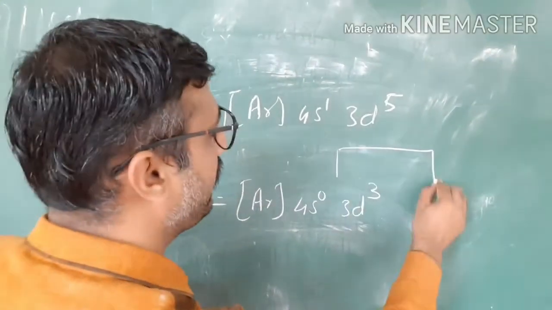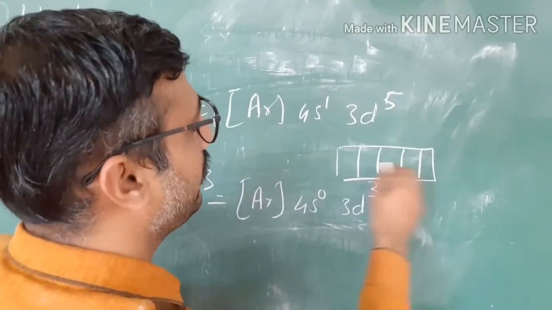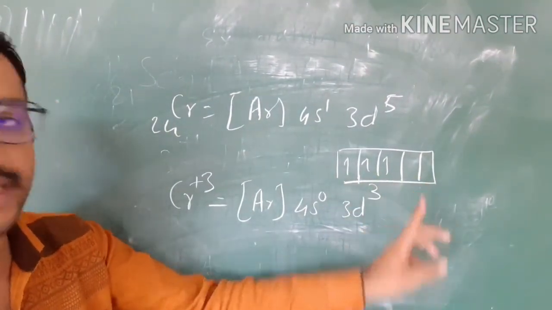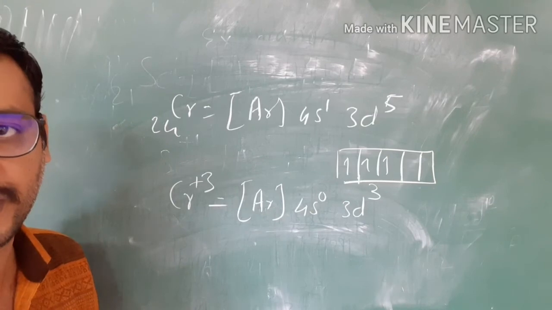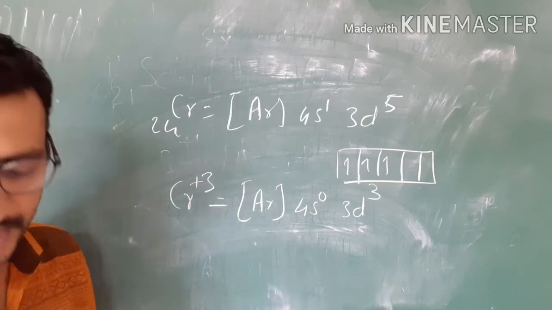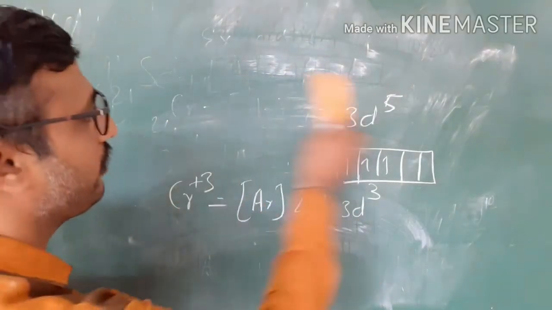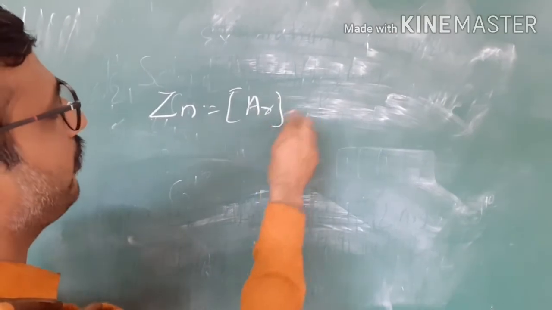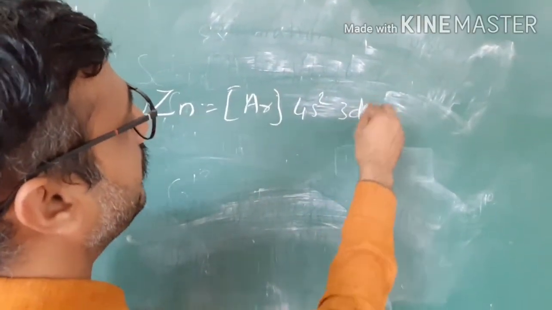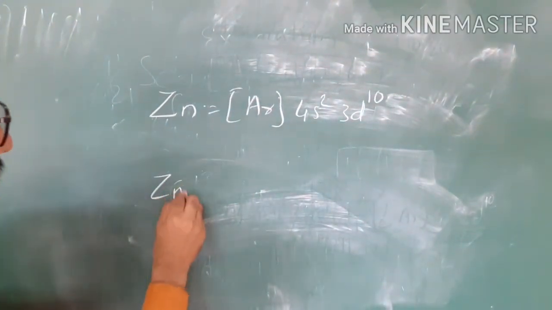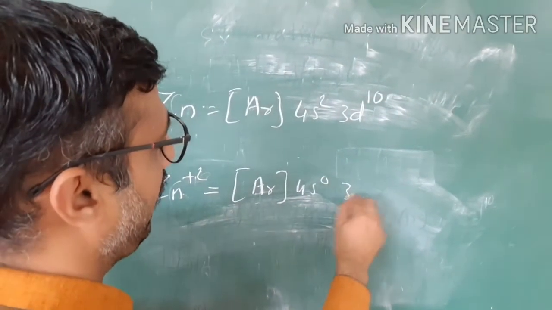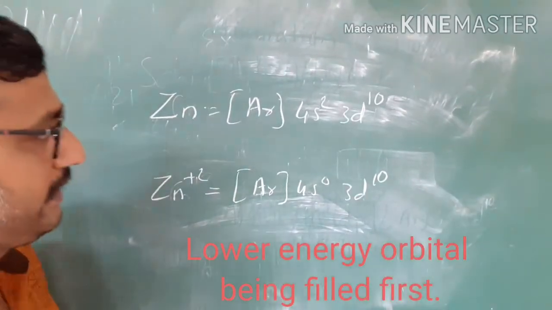And how many unpaired electrons will we see in the 3d? Here 1, 2 and 3. The d subshell is made up of 5 orbitals, that's why 3 unpaired electrons we will see here. So like this we can write the electronic configuration of the corresponding ions. Last example I will take is zinc. Its electronic configuration is argon 4s2 3d10, and Zn plus 2 means 2 electrons are to be removed, so 4s0 and 3d10. All electrons are paired.